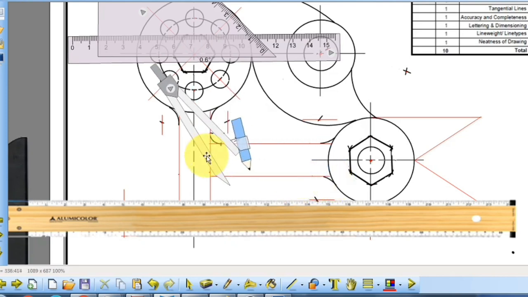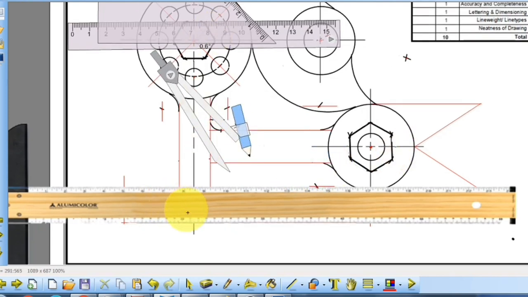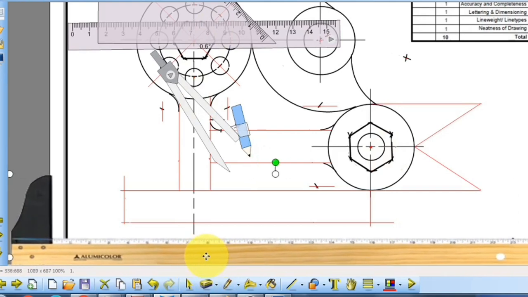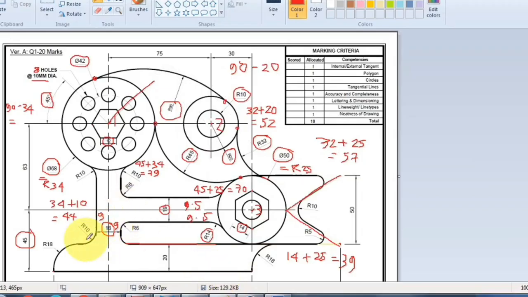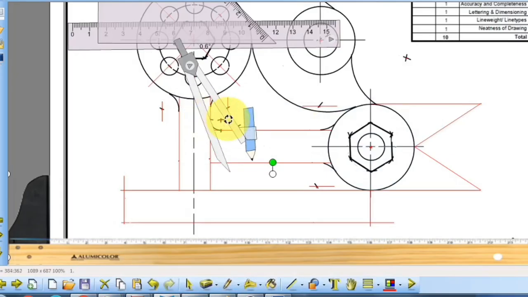Okay. Alright, next. Next one is we have here the same. This one is the same. Radius 10. So open your compass to radius 10.